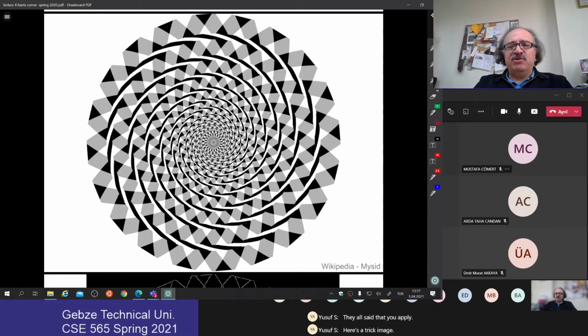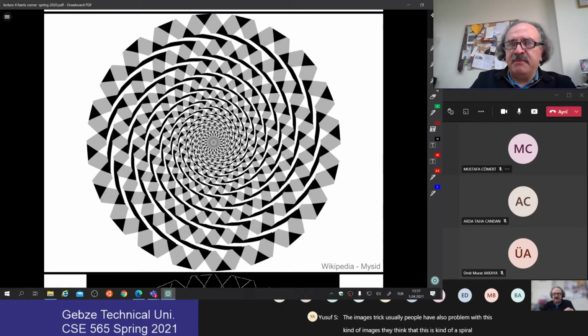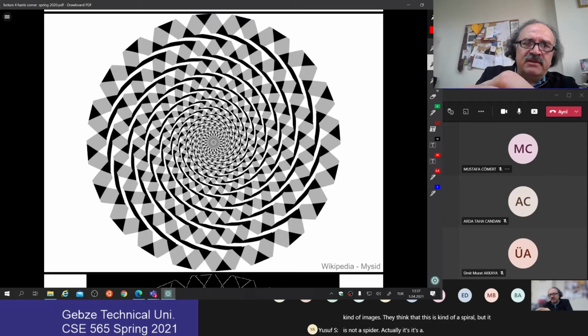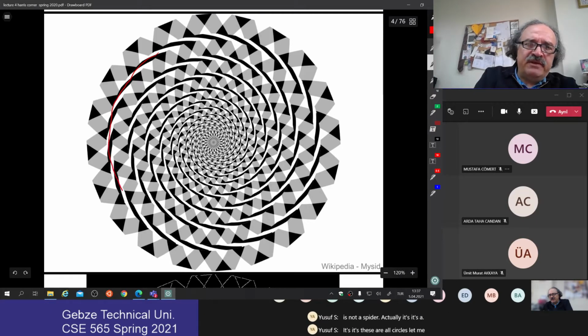Here is a tricky image. The image is tricky. Usually people have lots of problems with this kind of images. They think that this is kind of a spiral, but it is not a spiral actually. These are all circles. Let me try to draw it. See, this is a circle, okay, and this is another circle.